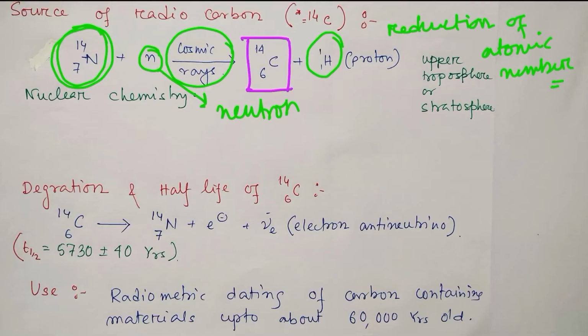See, neutron has a mass of 1 unit, proton has a mass of 1 unit. So this neutron will not change the mass of the nucleus, so that's why the mass of this carbon nucleus is 14. And because of this higher neutron number, actually it's not stable and it breaks down, that's why this is called radioisotope.